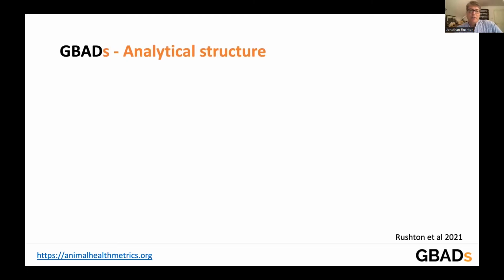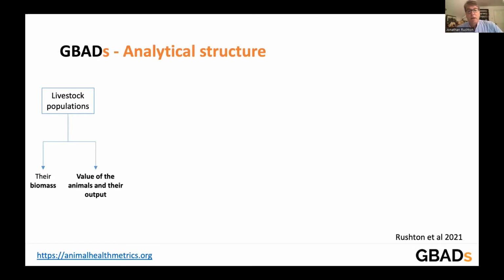So as most people would suggest, this is quite a large scale process. If you talk to people about it, it feels like an elephant, and which part of the elephant do you start to deal with? Well, we've started off with a fairly simplistic sort of analytical structure. We look at the livestock populations, we try and find data around those things. We're starting to estimate their biomass, which is obviously a critical component in thinking about both disease issues, but also other issues around climate change. We want to calculate the value of those animals and their output.